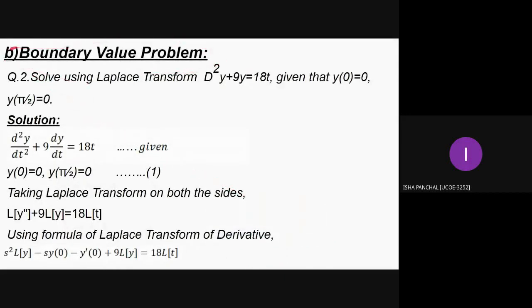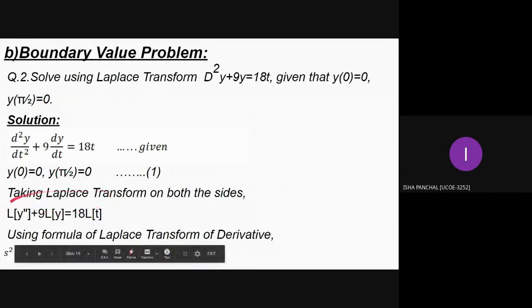Moving further, we will now solve a question on a boundary value problem. The question is: solve the differential equation d squared y plus 9y equals 18t with the boundary conditions y of 0 equals 0 and y of pi by 2 equals 0, using Laplace transform. As we did earlier, we take Laplace on both sides of the given differential equation and we get Laplace of y double dash plus 9 times Laplace of y is 18 times Laplace of t.